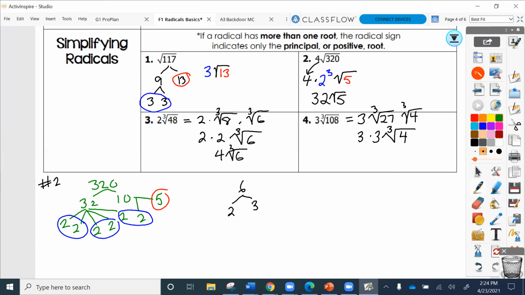And notice that we can't simplify the cube root of 4 because the most we can do with it is get a pair of 2s. If we wanted to bring anything out, we would have to have 3 of something. So you simplify that to 9 times the cube root of 4.